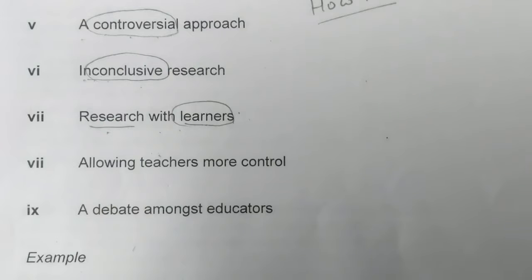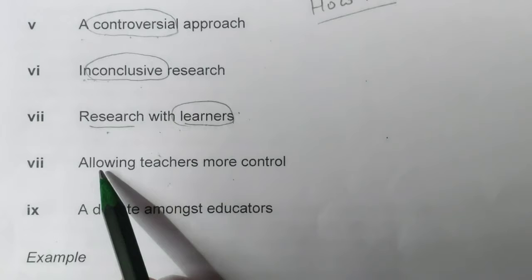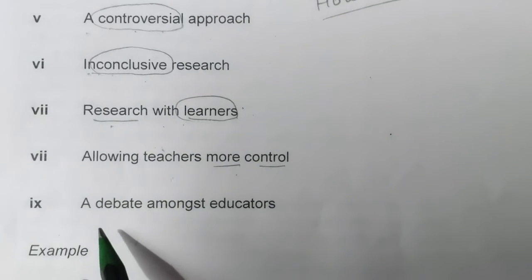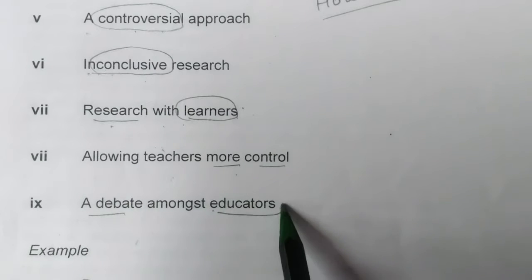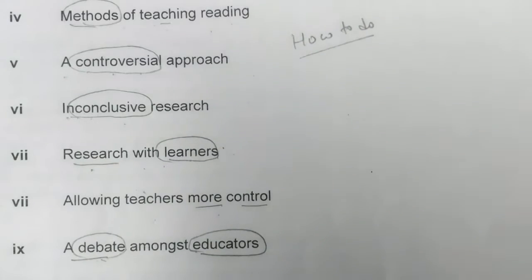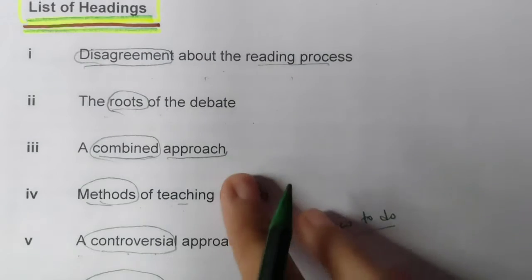Okay, so research with learners. Learners here means students, pupils, this kind of situation may be there. And next one is allowing teachers more control, which means teachers are being given more control over the reading process. Ninth is a debate among educators. Now we have understood and we have underlined every keyword from every option.